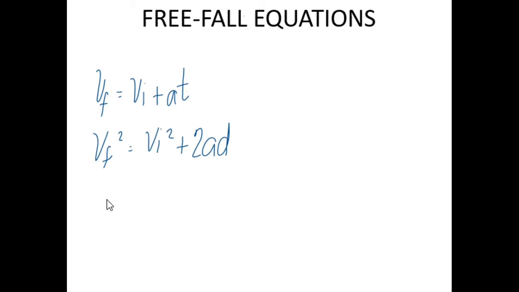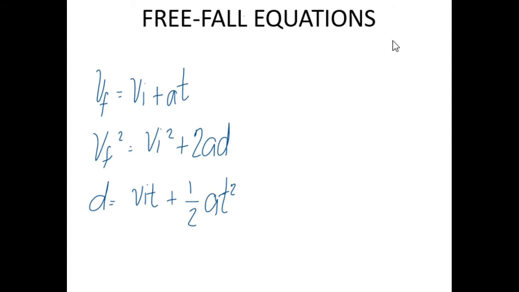Then we have another equation wherein we have the distance equals Vit plus 1/2 at squared. So these are our uniformly accelerated motion equations. Now let's derive an equation for free fall based on this one. Okay, we have here, take note.